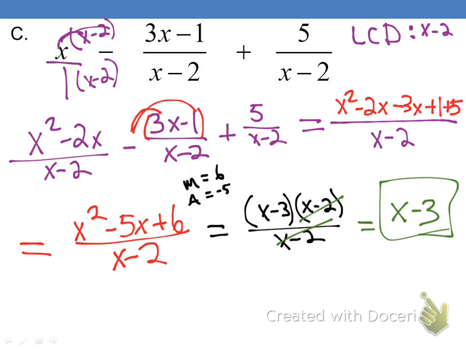Any questions? So that's why we don't distribute if we can. We couldn't in this one anyway. But that's why we keep it in factored form until the end, because sometimes you can factor the numerator after you combine like terms, and then things will simplify. It's just nice when that happens. Questions?